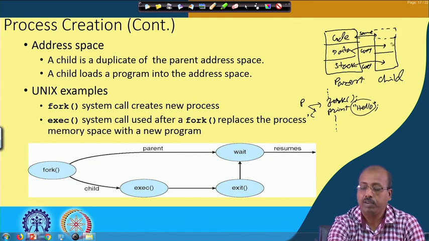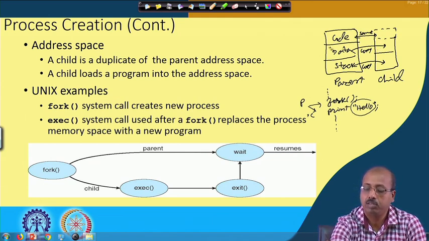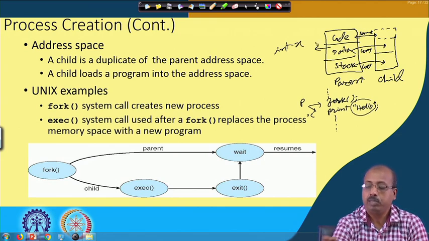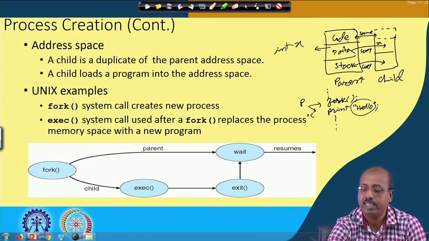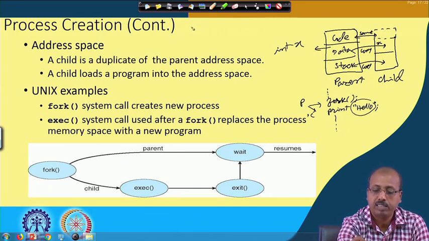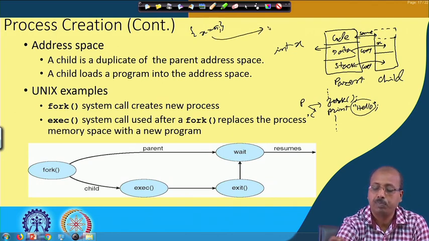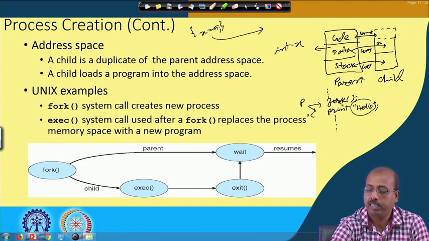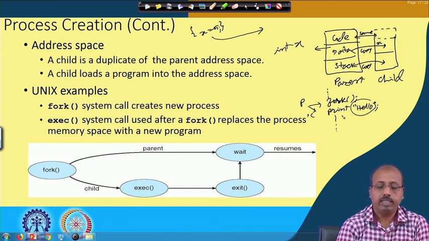Now, the data. If I have a variable x here, an integer x in the data segment, the child will also have an x here, but this x and this x are different. For example, if this is the parent process and after forking it assigns x equal to 5, then this x equal to 5 will not be visible to the child process. The child will see the old value of x. You will see that in more detail.